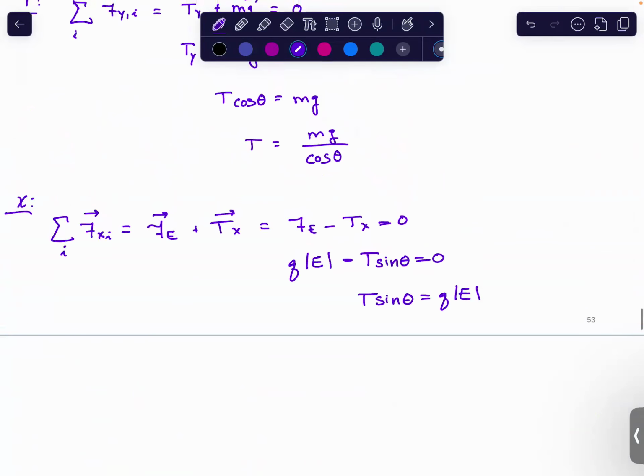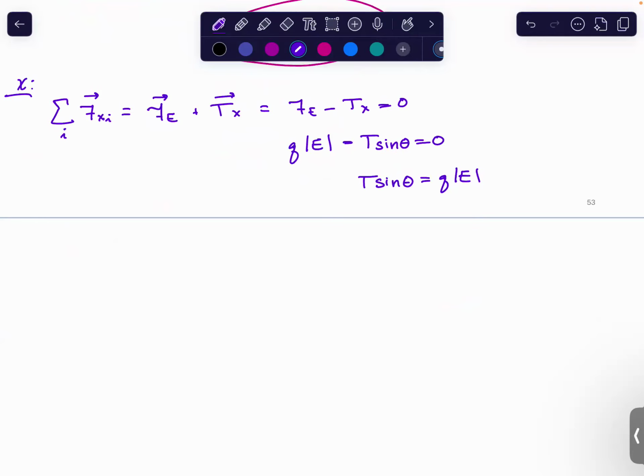So then we can say T sine of theta is going to equal QE. Now I'm going to take what I found for T and plug it in there. So I'm going to get mg over cosine of theta, times sine of theta, equals Q times E. How do I get the tangent from here? It's the other way around. So what we do, we're just going to switch this around.